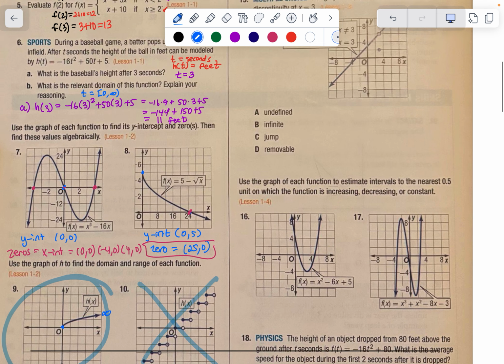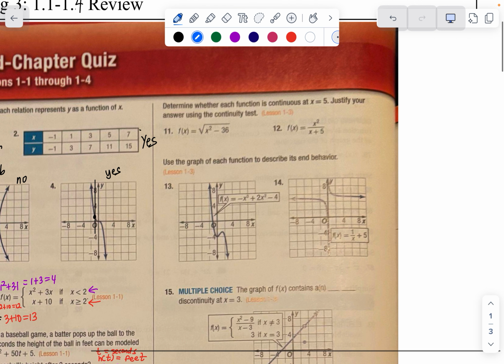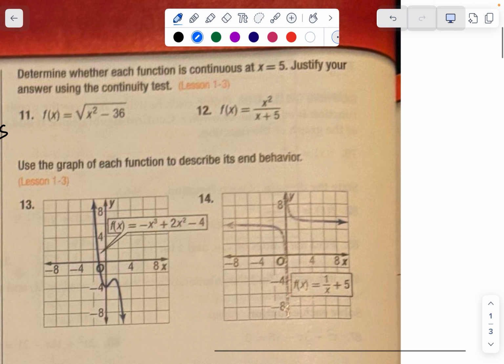It says determine whether each function is continuous at 5 and justify your answer using the continuity test. Okay. So the first thing you should always do, first step, can you plug in 5 and you get a number? Because if you can't plug in 5, it can't be continuous there because it doesn't work. If you plug in 5 to this one, you get 25 minus 36, or the square root of negative 9.